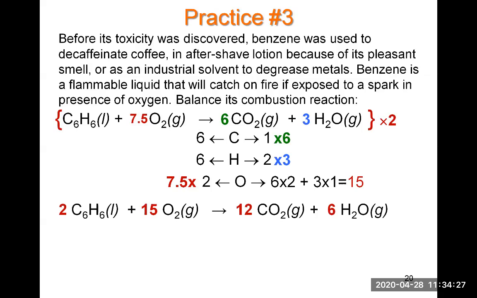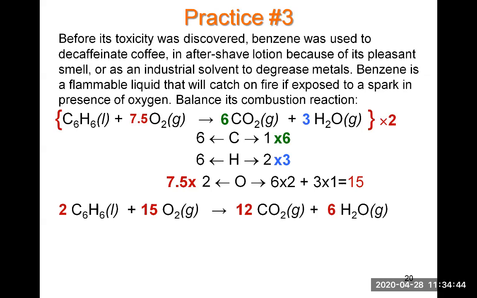7.5 times 2 is 15 in front of oxygen. 6 times 2 is 12 in front of CO2. And 3 times 2 is 6 in front of H2O. So let's verify that this is balanced.